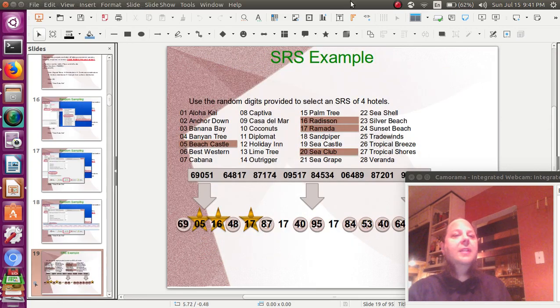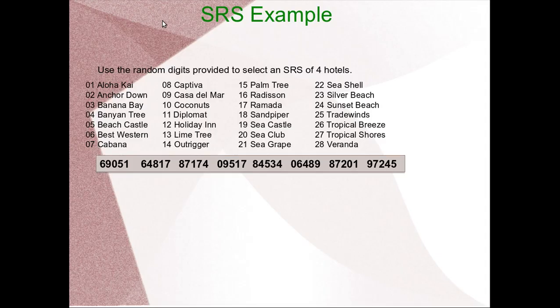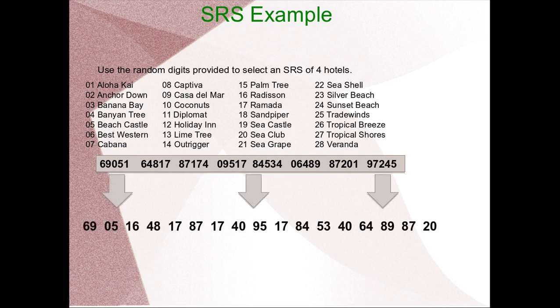I'm going to show you an example of how to use a random number table to generate random numbers. So suppose we've got these 28 hotels and I want to use a random number table like the one you just saw to sample 4 of these hotels. So I take the numbers and I split them into 2s. 69, 05, 16, 48, etc. Then I number the hotels from 01 to 28. I need 2 digits because I've got somewhere between 10 and 99 hotels. I've got 28 of them.